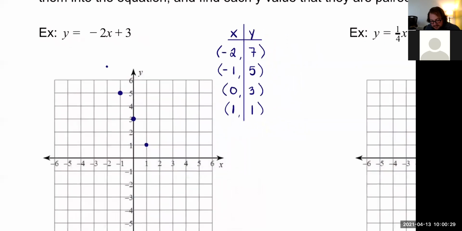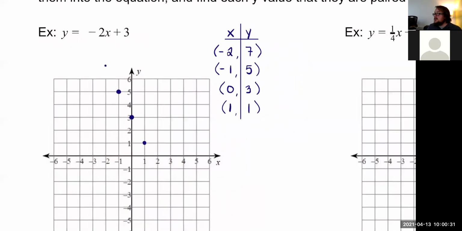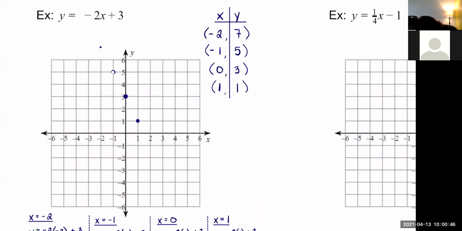But what do you notice about these points? They line up. They seem to form a line. In fact, as long as you're graphing carefully and as accurately as you can, if you were to grab a straight edge, whether it's a ruler or the side of a folder or what have you, you should then be able to draw a line through all of your points.